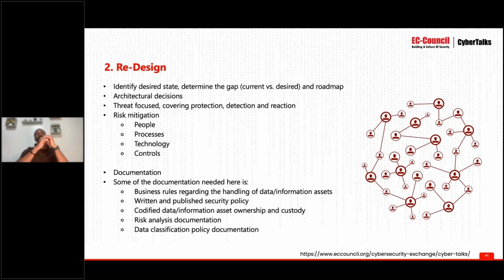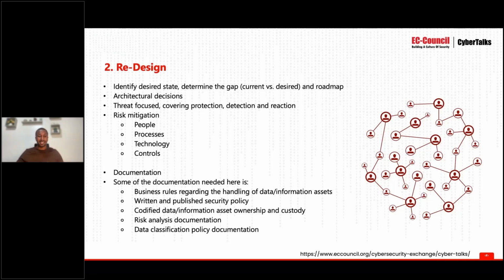Then, of course, documentation. We do a lot of things we do not document. We have a lot of scope or threat modeling that we don't document. And we need to start documenting, because the business rules regarding the handling of data and information assets, and written and published security policies, have to be actioned upon.